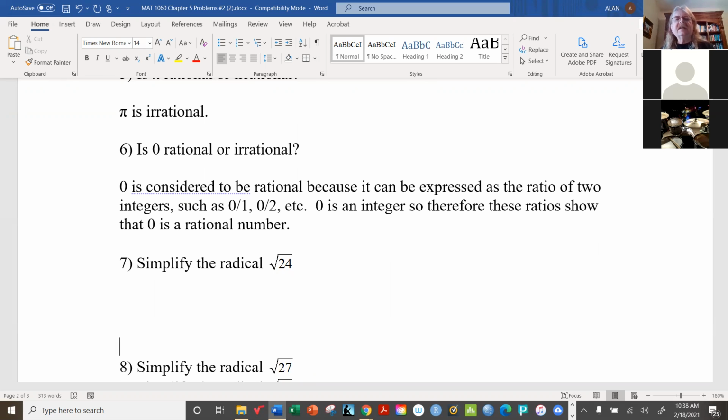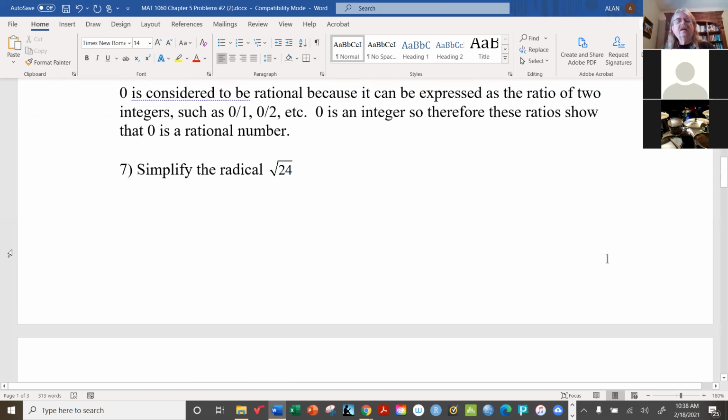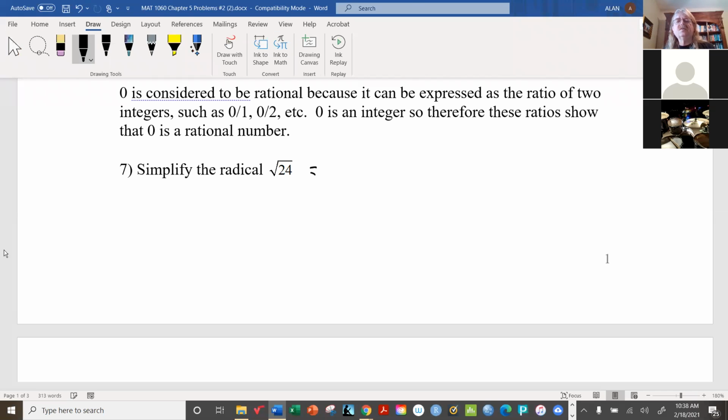And of course, remember the idea here is just to get it as simple as possible. Sometimes it's not possible to simplify it. So for example, what do we do with this one? All right, what we should try to do in all these cases is try to find the factors of 24 where hopefully at least one of them is a perfect square, if they exist. If not, well, then there's not much we can do about it.